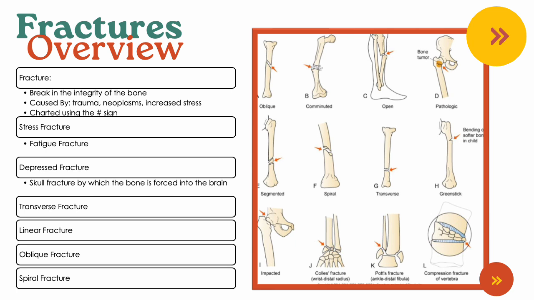You have a transverse fracture, where the fracture is a straight line across. You have your linear fractures. You have oblique fractures. You have spiral fractures. You have all kinds of fractures here. But again, the ones that have the definition specifically on them, those are the ones that I want you to know. But do know there's a variety of fractures that you can have.